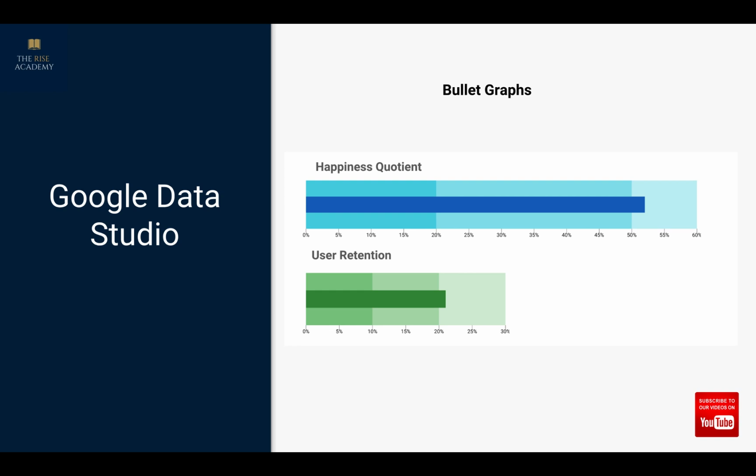One of the metrics is called happiness quotient, which represents customer satisfaction, and the next metric is user retention. The first one has a target of 60%, and right now we are between 50 and 55%. The deep blue color represents the current status, and in the second one, the deep green color represents the current status, which is a little bit more than 20%, and the target is 30%. And the gradient colors in between represent the intermediate goals that were set for these metrics. So now let's go to Google Data Studio and see how I created these two bullet graphs.